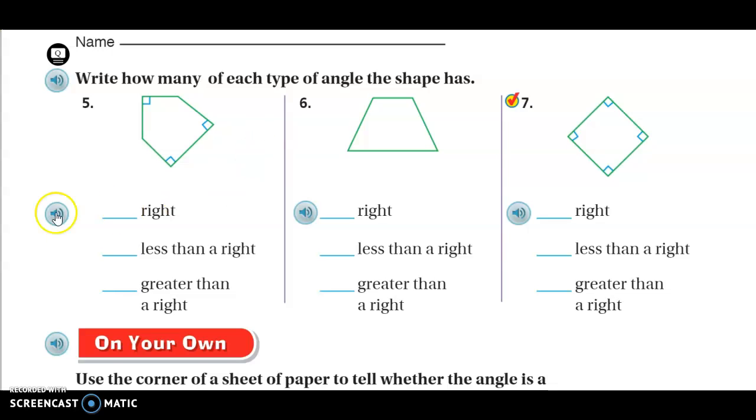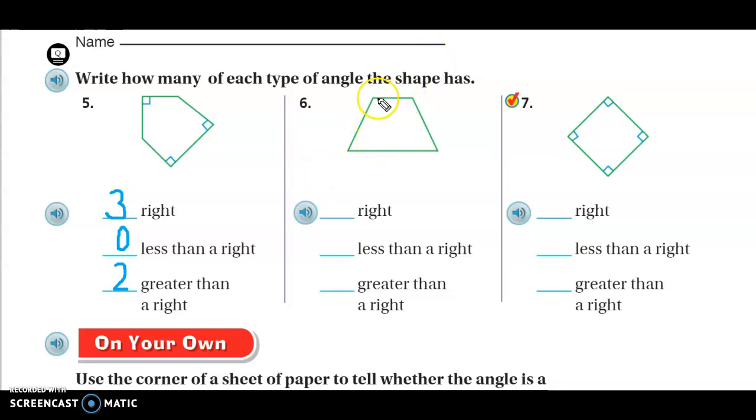All right, let's see how well you did. Let's go through this. So how many right angles are there? On this one, we can see the symbols. It gives it away. 1, 2, 3. There are 3 right angles. How many are less than? There are 0. There are 2 angles left, and they are both opened up. So they are both greater than.